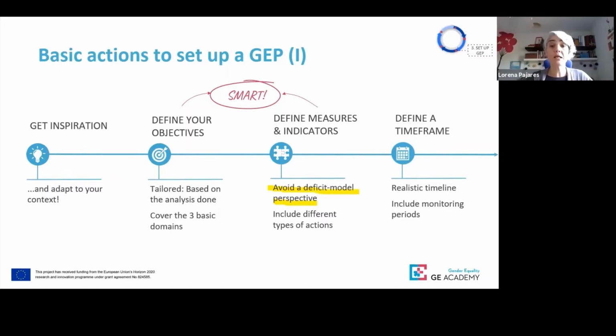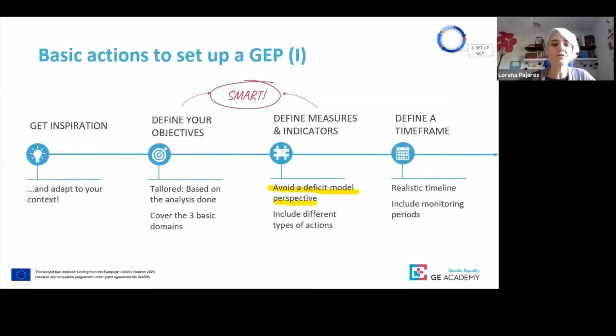Which would be this kind of patronizing perspective under this fixing the women approach, where it's like as if women needed more teaching than men. For example, when all the actions you have in one gender equality plan is like giving teaching leadership to women, or teaching women how to do whatever, okay? This is like a deficit model perspective. So be sure that we avoid this.